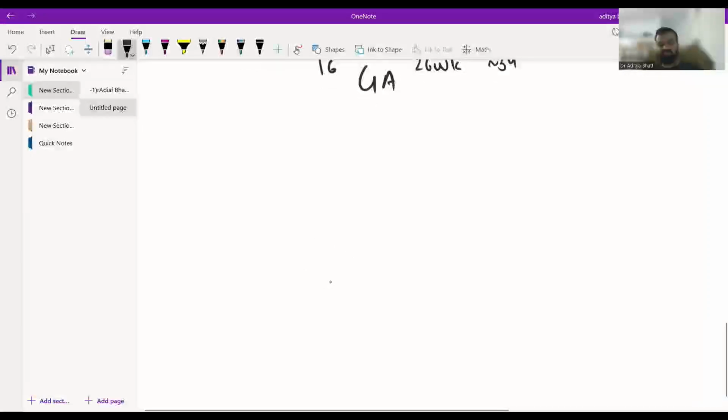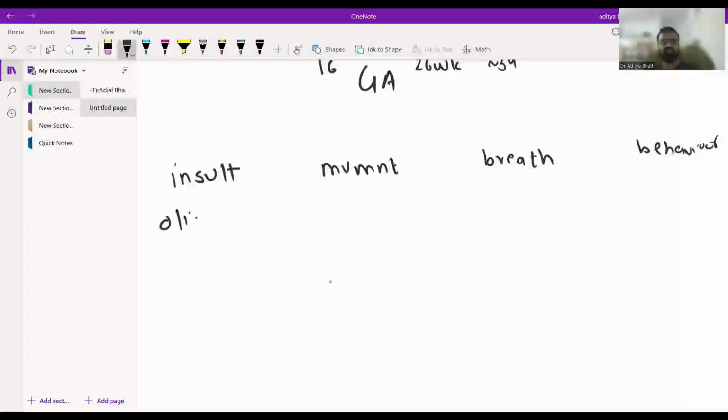Okay, now there are some insults or exposures that might lead to change in this. So we will see the insult, we will see its effect on movements, its effect on breathing, and its effect on behavior. Okay, so the insult might be something like oligohydroamnios. Now in oligohydroamnios, the amplitude of the movement is less and the movement is slow. Okay, the breaths that you might see on the USG might be lesser. So this is what is seen with oligo. Behavioral changes are usually not observed with oligohydroamnios.